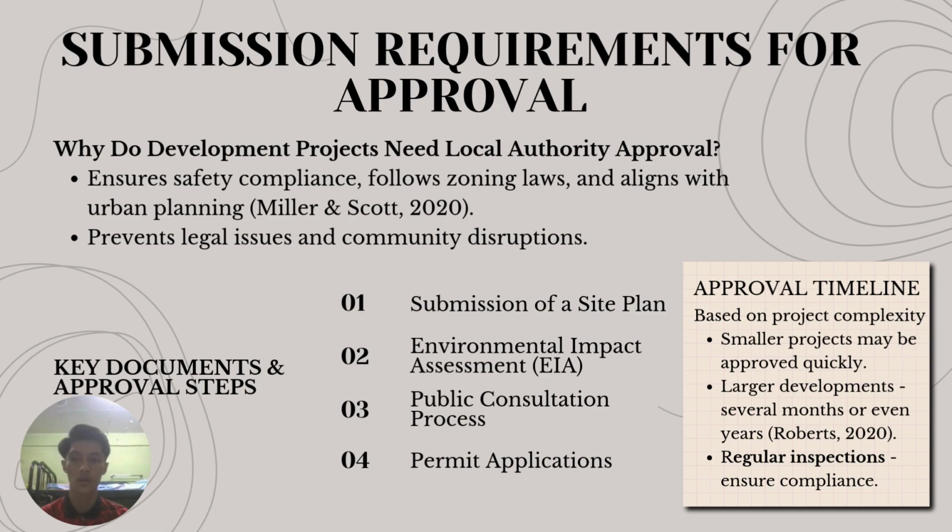Next, there are four key documents and approval steps. The first one is submission of a site plan, then the environmental impact assessment, the public consultation process, and the last one is the permit application. For the approval timeline, the time required varies based on project complexity. Smaller projects may be approved quickly. Large developments can take several months or even years. And once construction begins, regular inspections are conducted to ensure compliance.